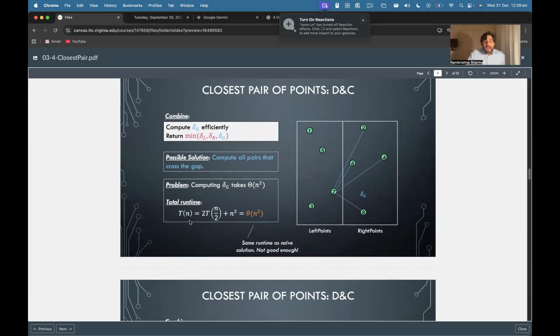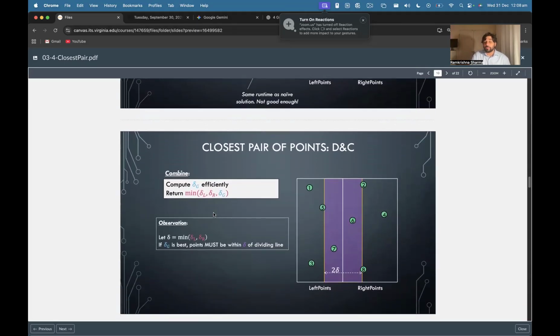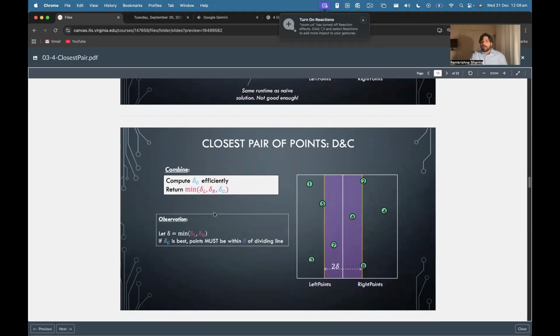Now, we have sort of a recurrence relation for this brute force algorithm. And it's specifically that since you have two recursive problems, each is half the solution set. It's 2T(n/2) plus n squared as the cost of combination. And so that's kind of a problem. So we're trying to optimize on that.